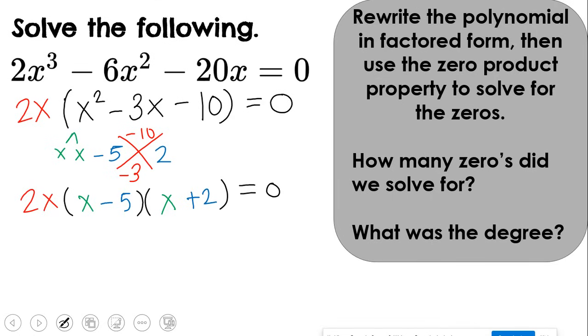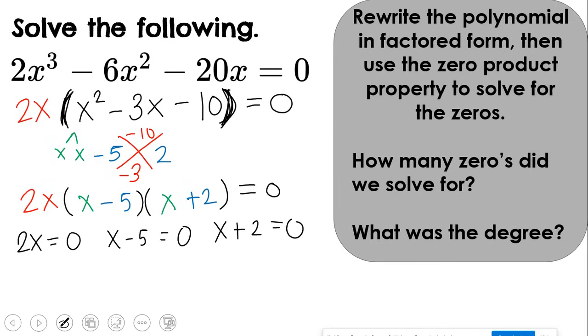I need to figure out what multiplies to negative 10 inside these sets of parentheses, but adds up to negative 3. And that's the same type of problem. Now that I have the GCF, though, I have 3 factors that I have to use the zero product property on and set equal to 0. So the first factor is 2x, set that equal to 0. The second factor is x minus 5, set that equal to 0. And the third factor is x plus 2, set that equal to 0.